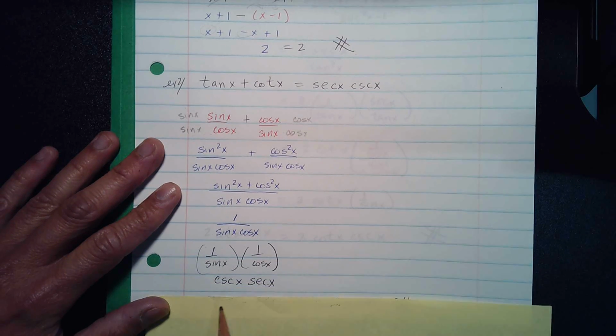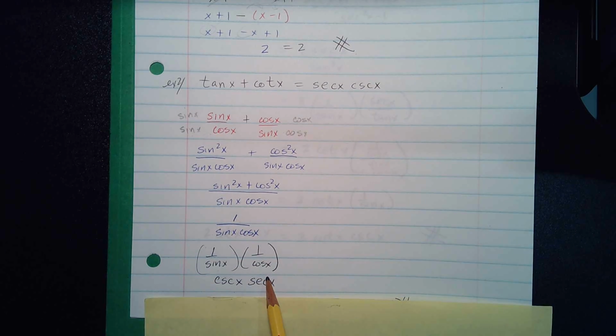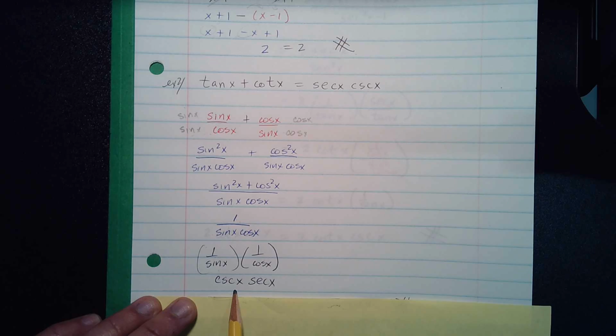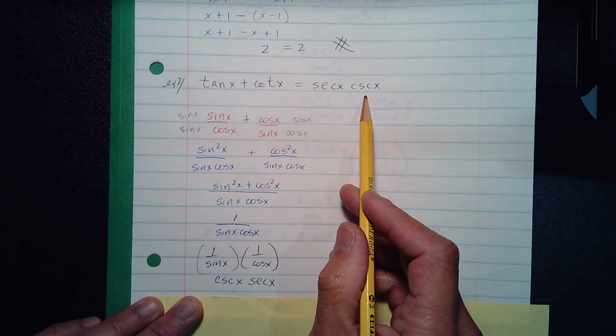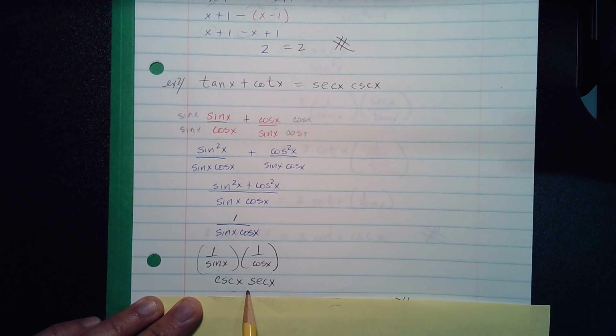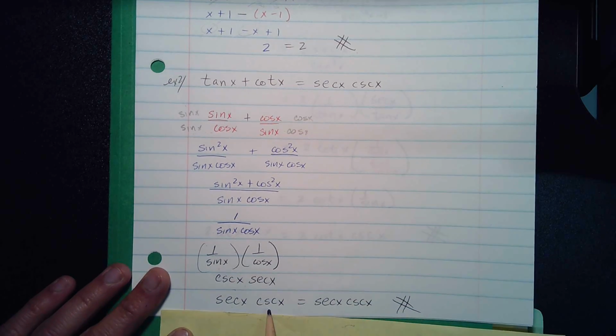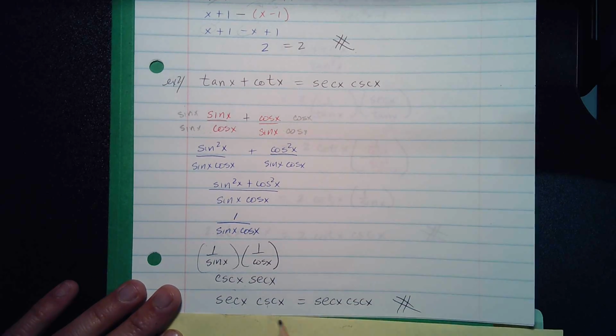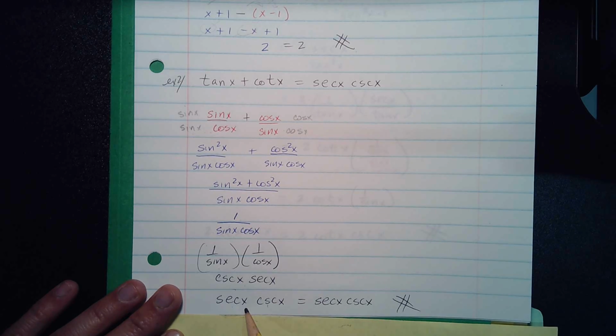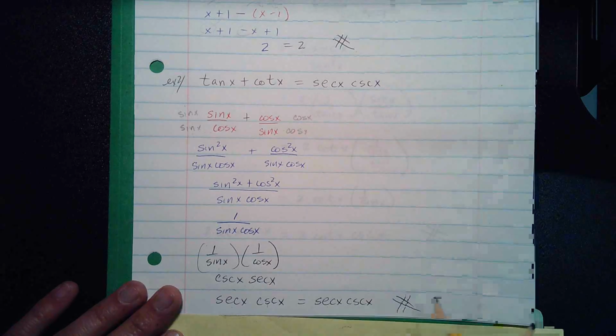1 over sine x is cosecant x. 1 over cosine x is secant x. This is not exactly this, but multiplication order doesn't matter. So I can move the secant x to the front, the cosecant x right after, and now we have the left side looking like the right side. We are finished. We are done verifying.